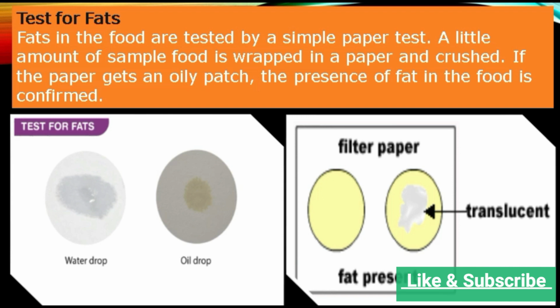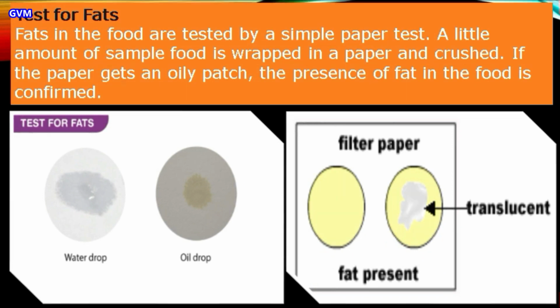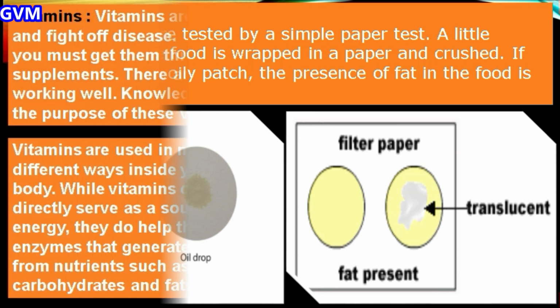As you can see here, we have two filter papers, and we test the fats in both the filter papers. Here, number one filter paper is as it is after drying it, while in the other, the filter paper turns translucent. This means the second paper shows the presence of fat in a given food item.